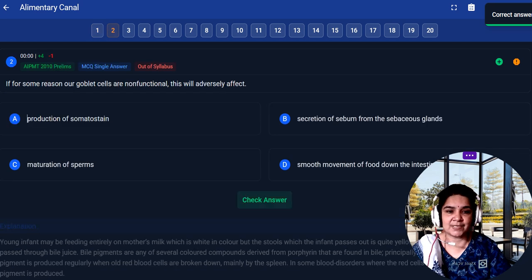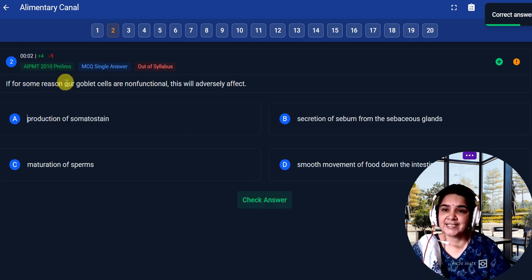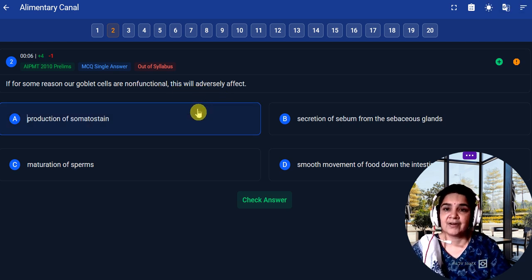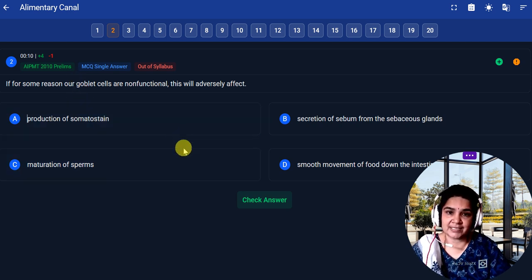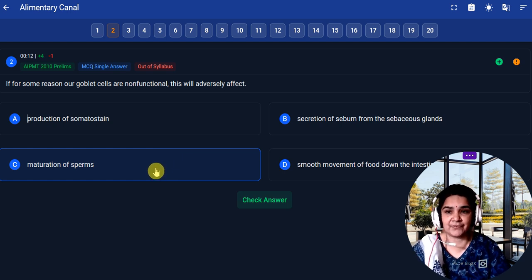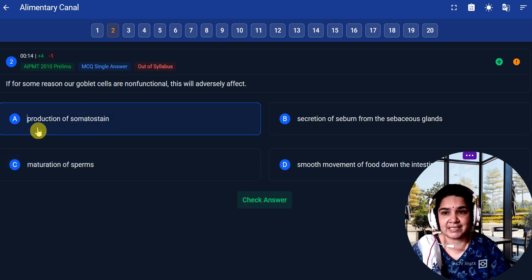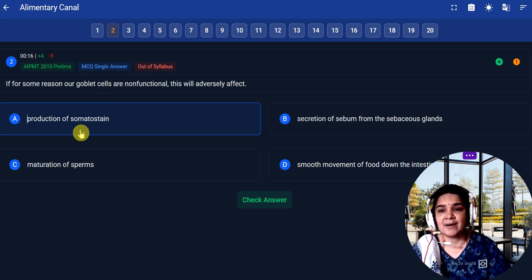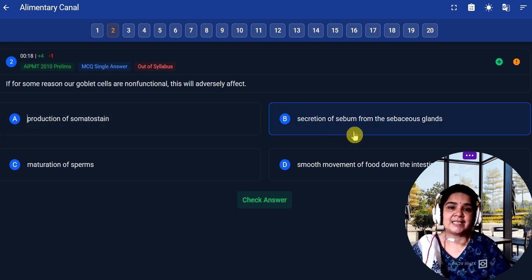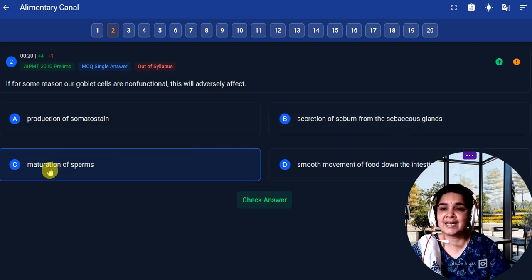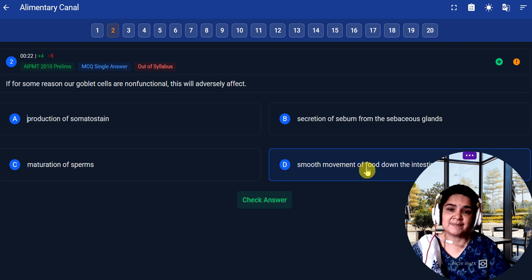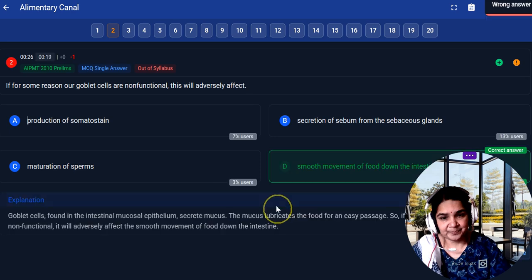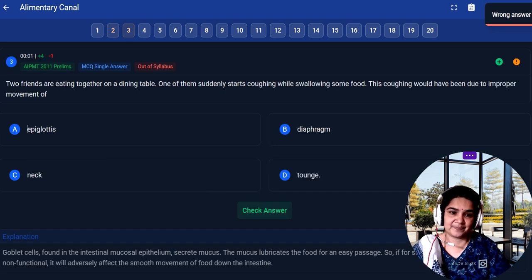So let us see the next question. If for some reason our goblet cells become non-functional, this will adversely affect. Goblet cells are the cells which secrete mucus. Mucus helps in the easy passage of the food through our intestine. See the options: A, production of somatostatin; B, secretion of sebum from the sebaceous gland; C, maturation of the sperms; D, smooth movement of the food into the intestine. So this is the correct option.